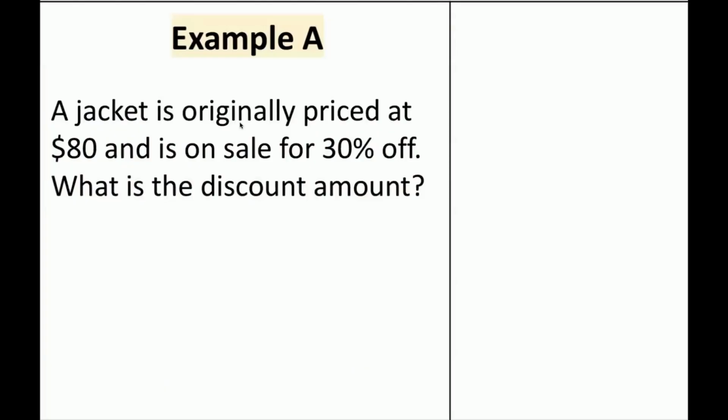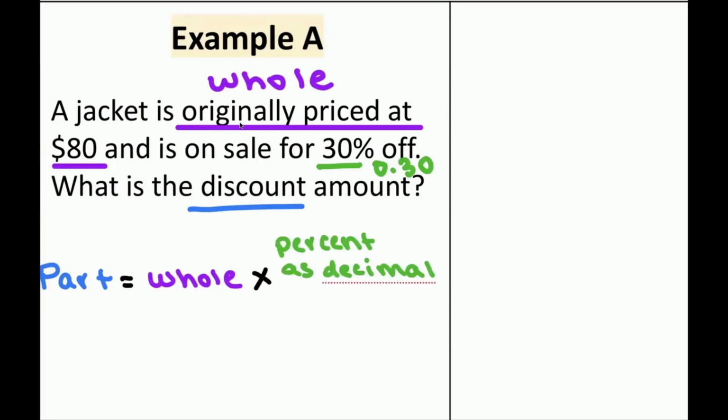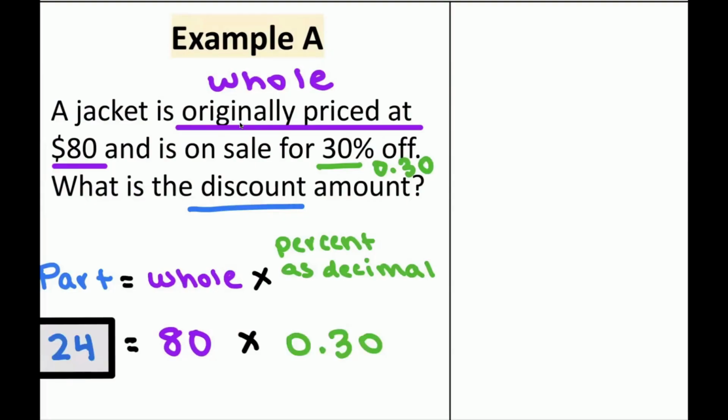Example A says a jacket is originally priced at $80. I know the original price is the whole, and it's on sale for 30% off. 30% as a decimal is 0.30. What is the discount amount? So we're looking for the part. So to find the part, we can take our whole and multiply it times the percent as a decimal. So we'll take $80 times 0.30, and the discount is $24. That's how much we don't have to pay.